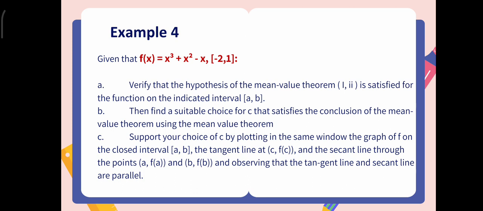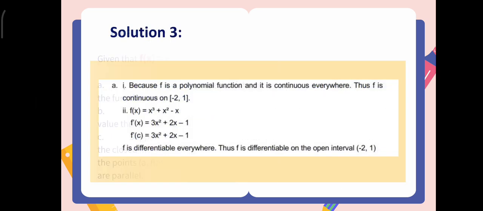Support the choice of c by plotting in the same window the graph of f on the closed interval [a, b], the tangent line at (c, f(c)), and the secant line through the points (a, f(a)) and (b, f(b)), and observing that the tangent line and secant line are parallel. You may pause the video if you want to join. So let us have the solution of Example 4.